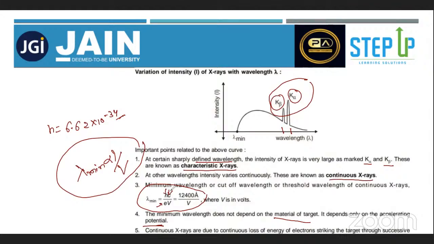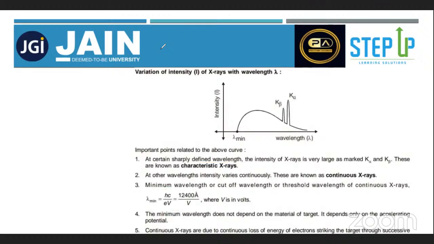We try to find lambda minimum, which is the minimum wavelength required for the continuous X-ray to happen. That is hc by eV, or you can remember it as 12,400 Angstrom upon V volts. Two peaks will be there. Those are characteristic X-rays. Based on that, you decide the characteristics of that target.